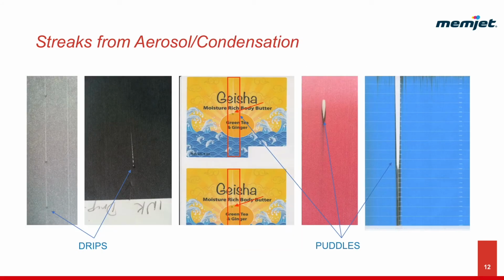The next type of streaks we're going to talk about are streaks from aerosol and condensation. These streaks are typically parabolic shaped, and sometimes they're called drips or puddles. They can vary in severity as seen from left to right. These streaks develop as droplets of aerosol and condensation accumulate on or near the nozzles during printing. This occludes a localized group of nozzles, and once that droplet gains enough volume, it drips off the nozzle face and onto the output.